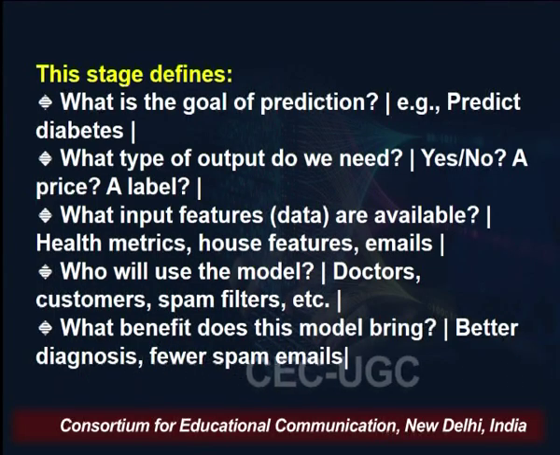Similarly, what input features or data are available to us, like health metrics, house features, emails, depending on the problem that we have. Now, who will be using this model? That clarity should also be there, like doctors, customers, or whether it can be embedded into some software. Then what benefit would this model bring about, like better diagnosis, or filtering emails as spam or not spam. Raising these questions can help us understand whether machine learning would be the right approach or not.